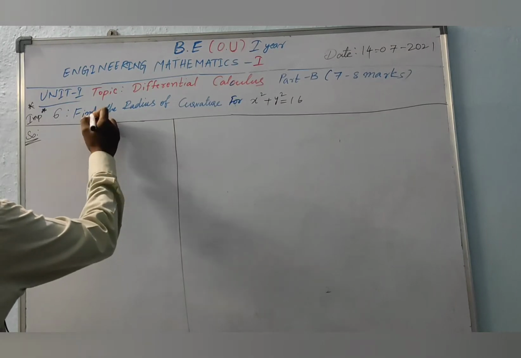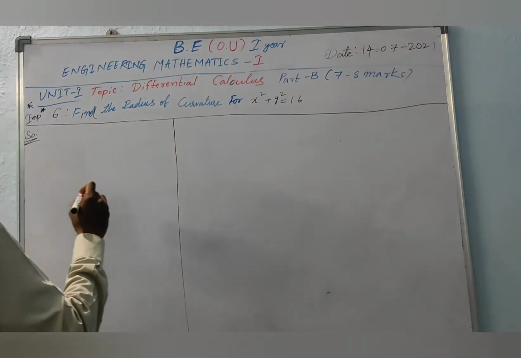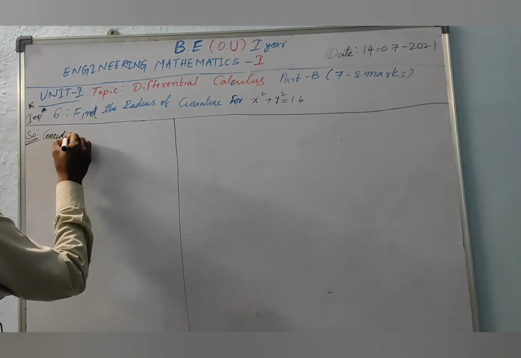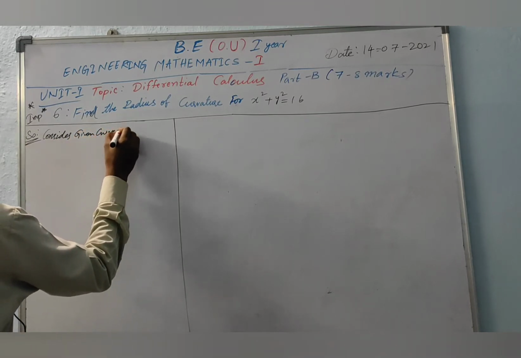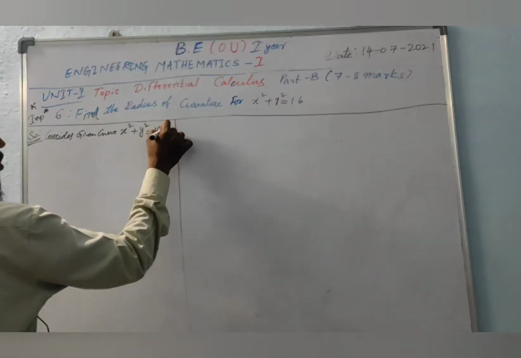Find the radius of curvature for x² + y² = 16. Consider the given curve x² + y² = 16, which is equation number 1.